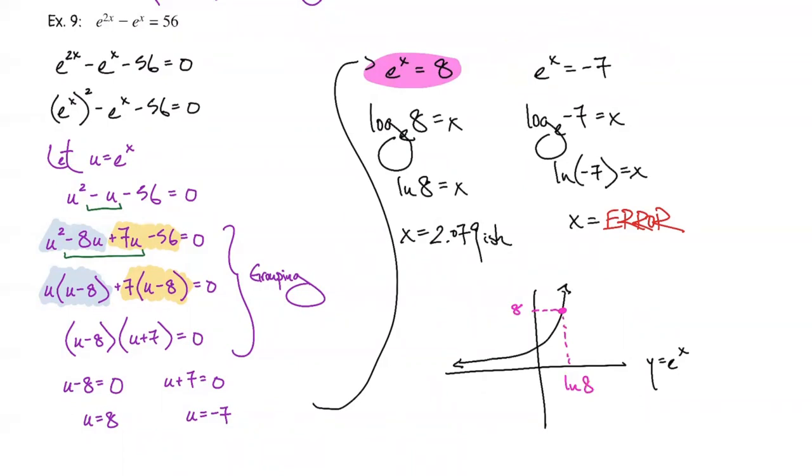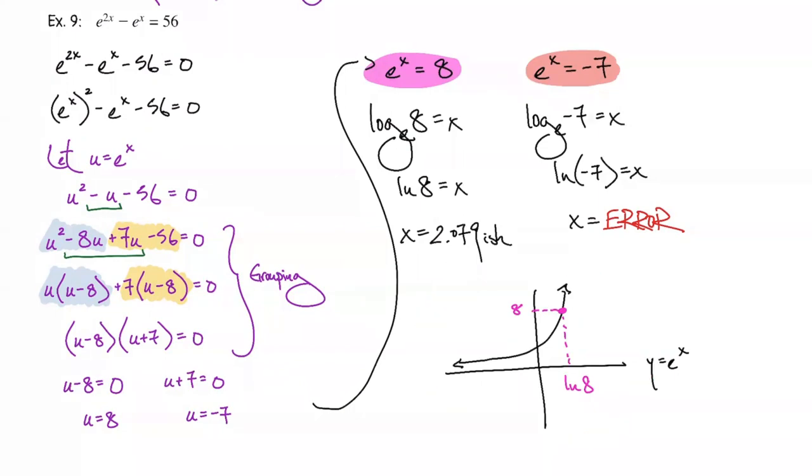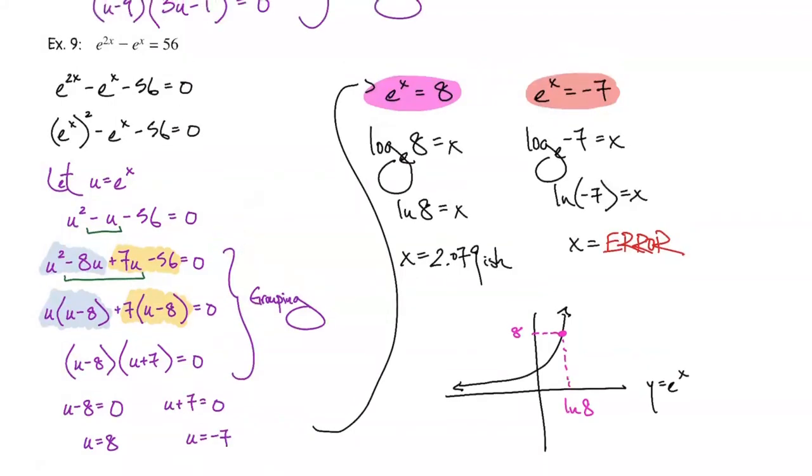Can you find a point on the graph that has a y value of -7? Would the -7 be an extraneous solution? It would be. Okay, so let's write out those words real quick.